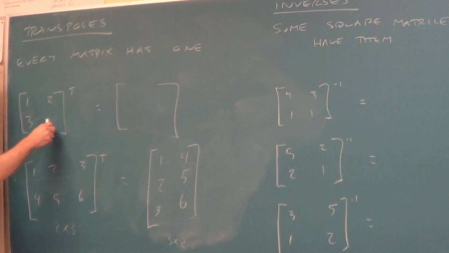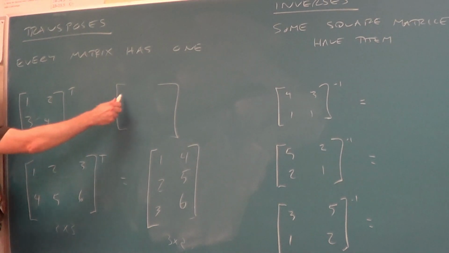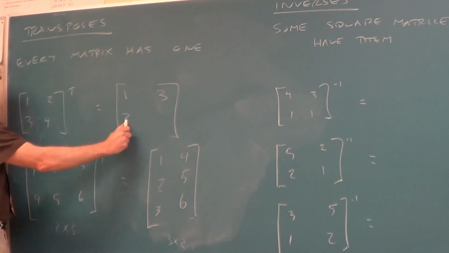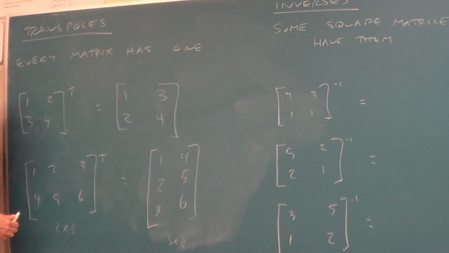Question about concept of transpose. So this is a 2x2. If I transpose a square matrix, it's still going to be a square matrix. Who's in this spot? 1, 3. Question about transpose.